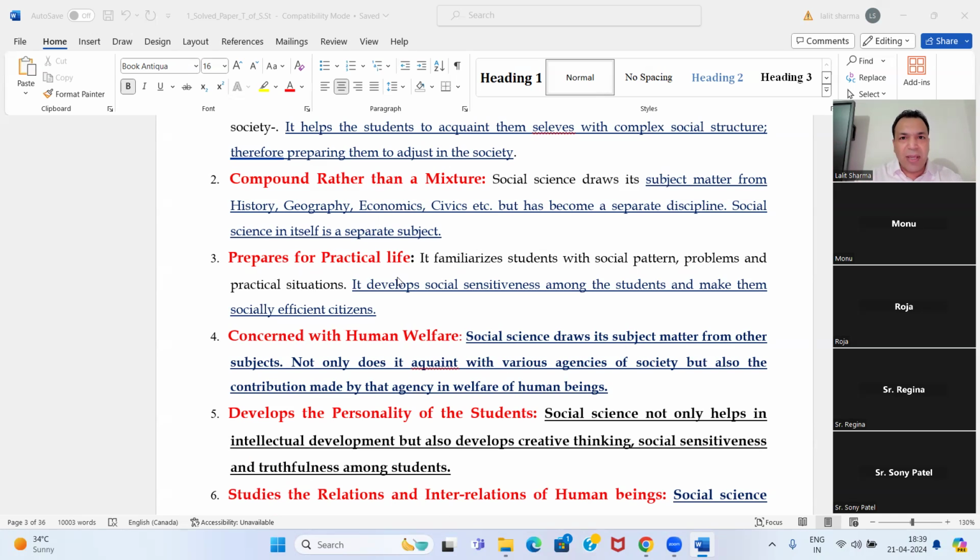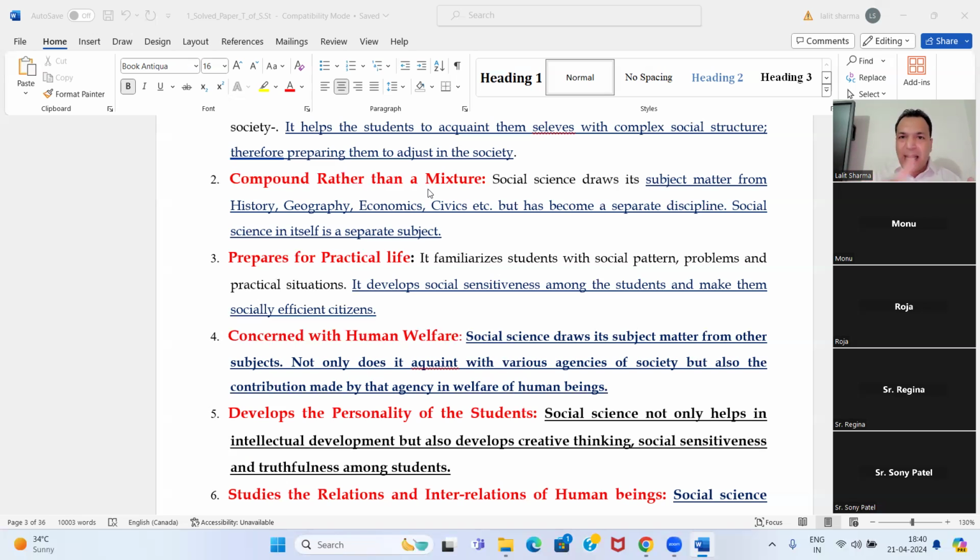Prepares for practical life. Now look, this heading has come for science also: nature of science. It prepares for practical life. If you have a teaching of mathematics, or teaching of biological science, then the topic is the same, prepares for practical life. But the second topic is for teaching of SST. That's why I have told you, just once see your teaching subjects, almost 80-90% of the syllabus is the same.